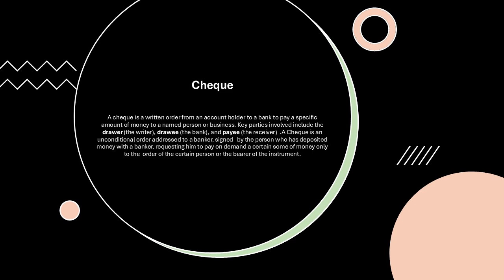A check is an unconditional order addressed to a banker, signed by the person who has deposited money with the banker, requesting him to pay on demand a certain sum of money only to the order of a certain person or the bearer of the instrument. A check also has a unique 9-digit code to process checks automatically.